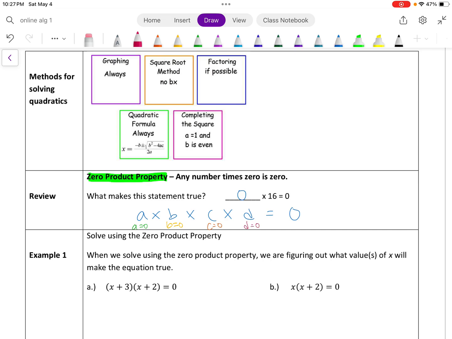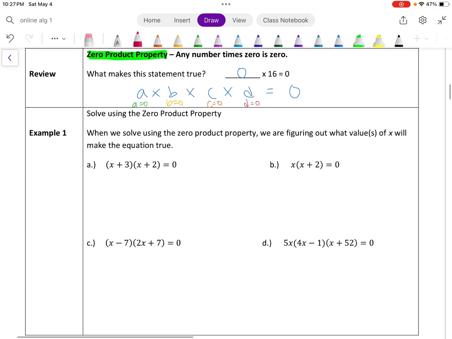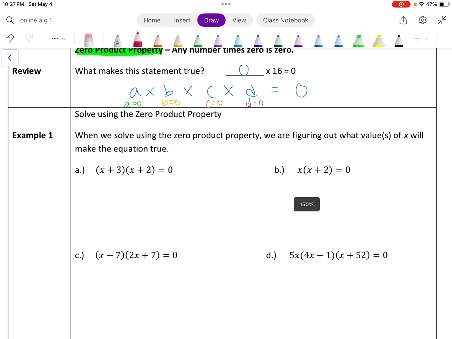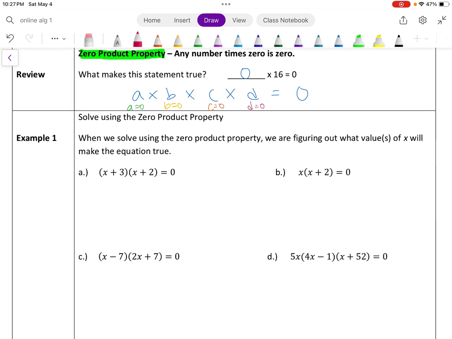Or if we had 8 terms, we'd have 8 different possibilities. If we had 2 terms, we'd have 2 different possibilities. As long as one of those was equal to 0, this would satisfy the zero product property, and the product would be 0. Okay, how does that help us? So let's look at a couple of examples.